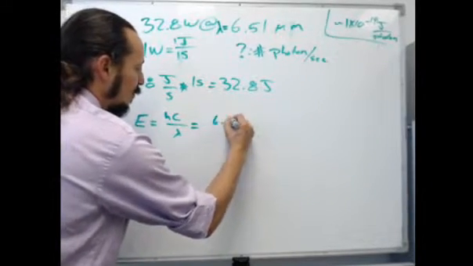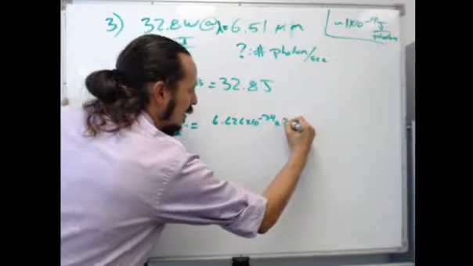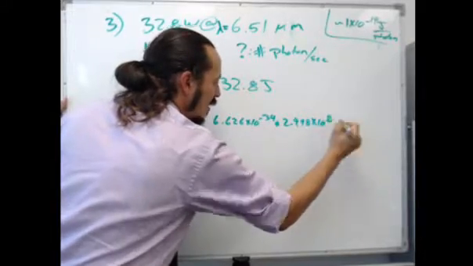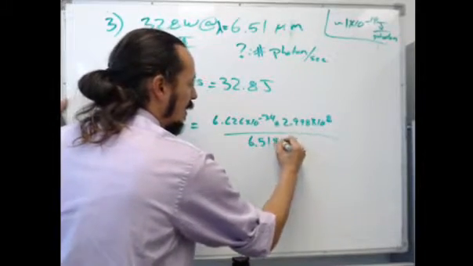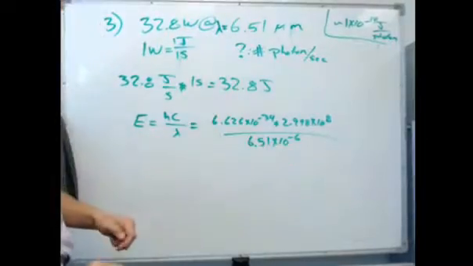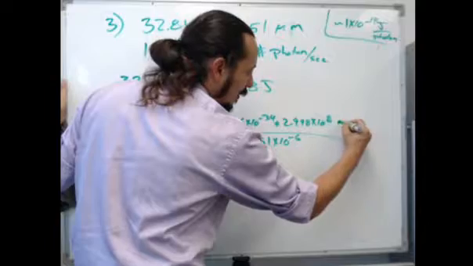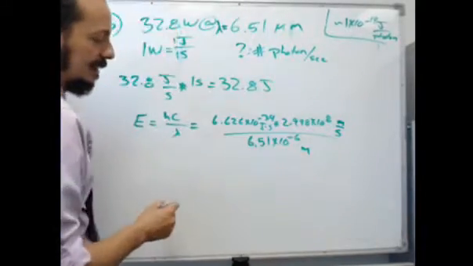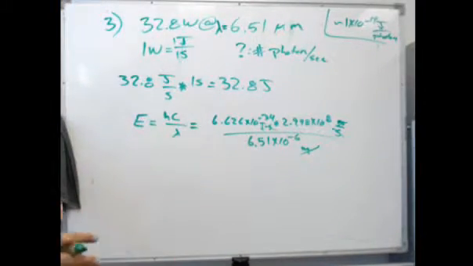We got 6.626 times 10 to the minus 34. We got 2.998 times 10 to the 8. We've got 6.51 times 10 to the minus 6. Notice I just snuck in the micrometer conversion real quick there. If I wanted to follow all of the units around, this is meters per second, this is meters, this is joules seconds. Seconds cancels out, meters cancels out. This is just going to give us units of joules.